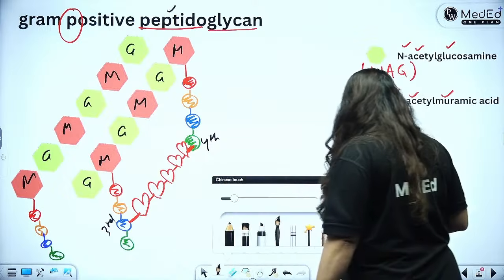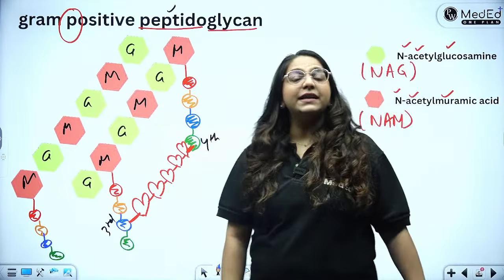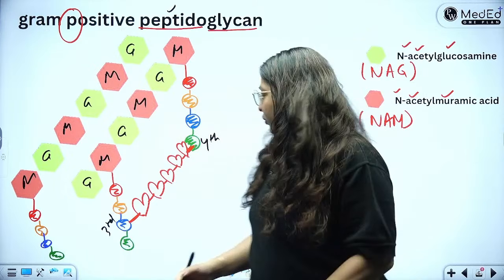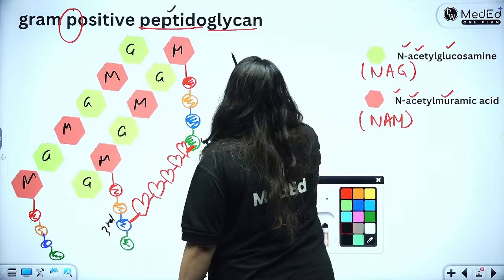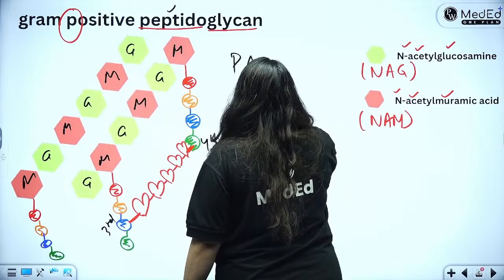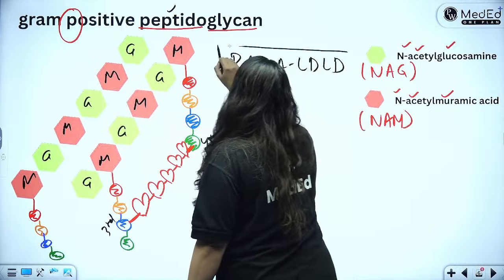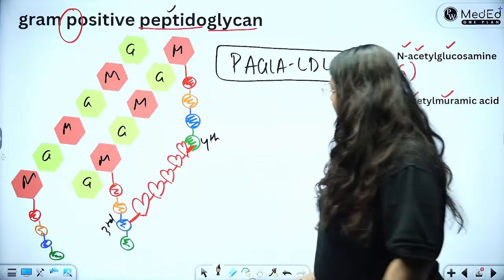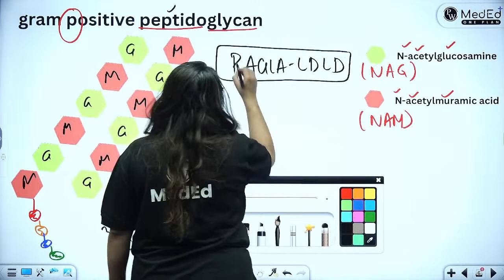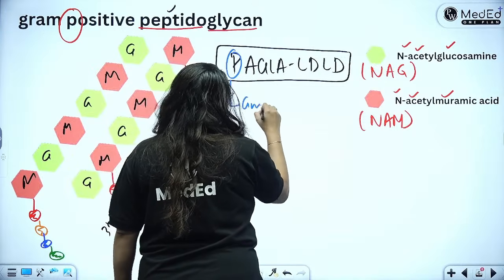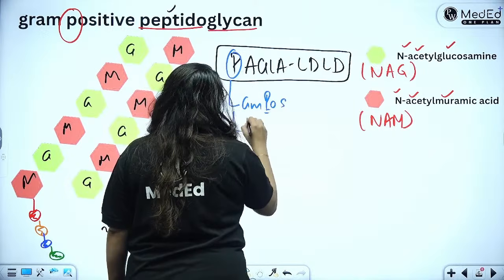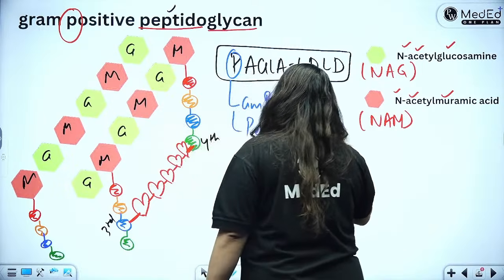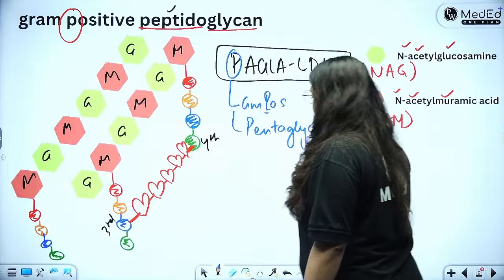Now, what is the name of these guys? The tetrapeptides. Very difficult. Okay, so I have a beautiful mnemonic for you. The mnemonic goes something like Pagla, LD, LD. Just remember Pagla, LD, LD. So what is Pagla, LD, LD? P stands for gram positive, and P stands for pentaglycine bridges. Okay. What is Agla, LD, LD?